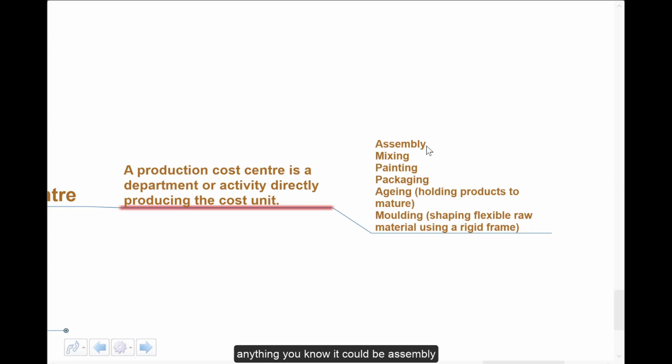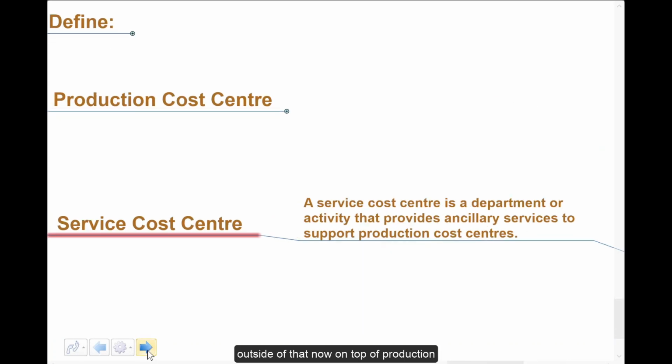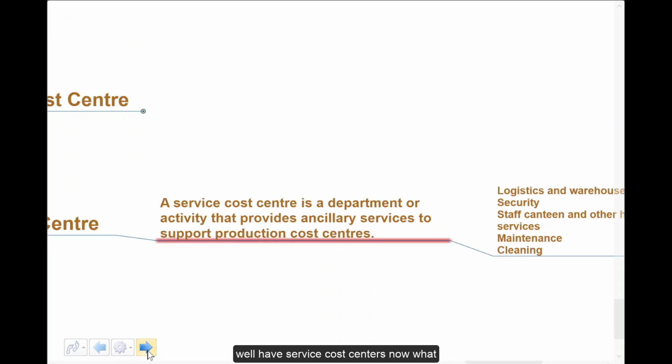It could be assembly, packaging, molding, etc. Remember, we're always referring back to a manufacturing style organization. So all of these areas relate to the production of a cost unit. On top of production, as we've said earlier on, we may well have service cost centers. This is a department or activity that provides ancillary, so additional, services to support cost centers. What might they be?